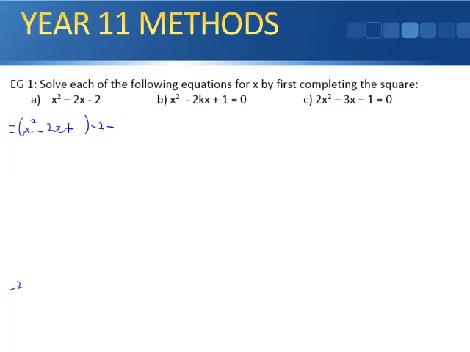I'll write it down here. Divided by 2, halve it, that's what it said, so that's -1. And now I've got to square this one, so that means it's 1. So I add 1 in here, and subtract the 1 in there.